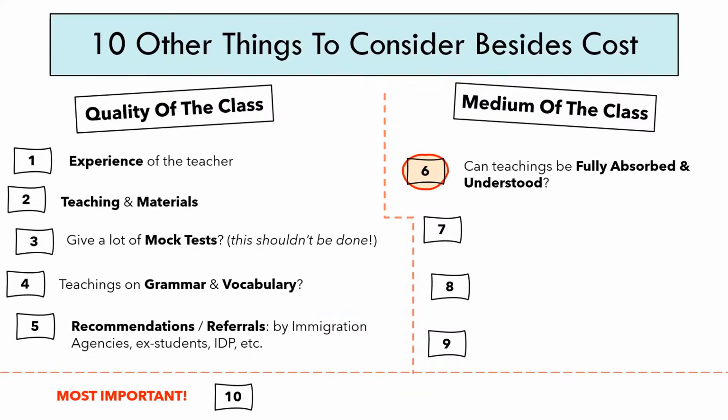Now I want to get to the second part of this, 6, 7, 8, and 9. And this is where I talk about the medium of the class. Medium meaning where do you take your class? Is it face-to-face or online? I want to talk about 4 considerations, and basically the reason why I started to move from face-to-face to online classes. Let's look at number 6.